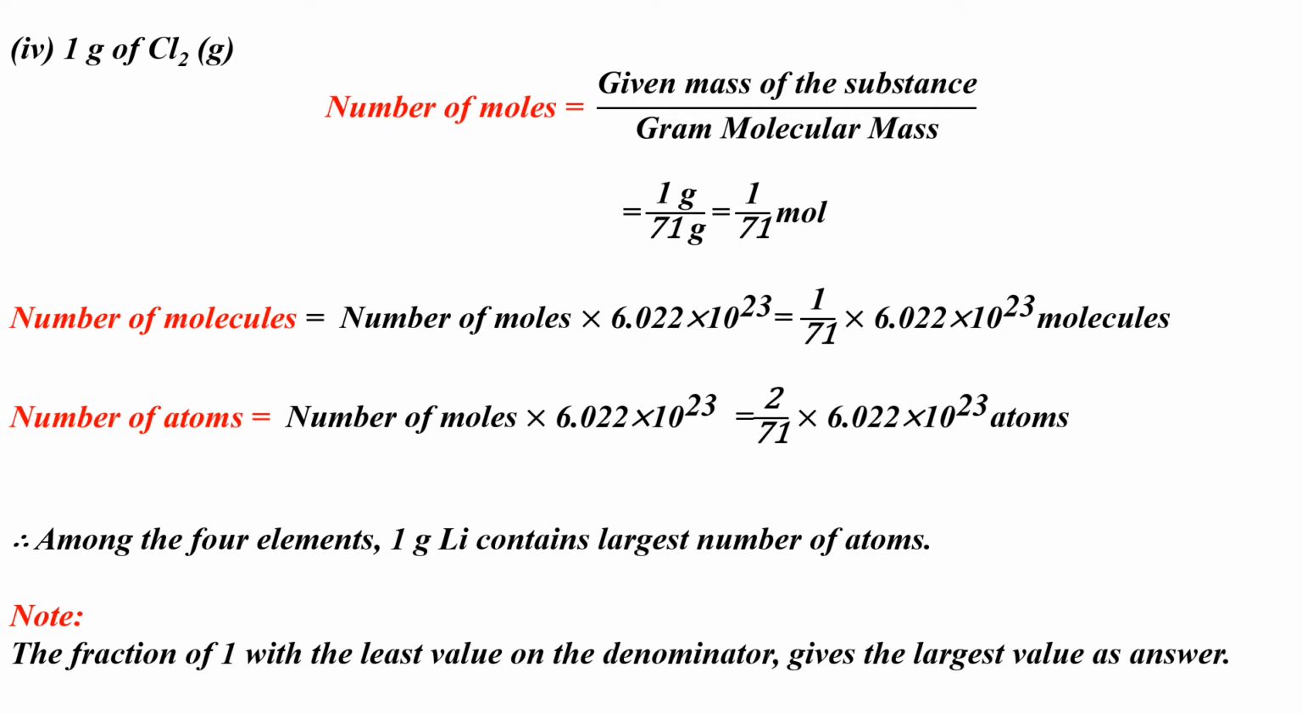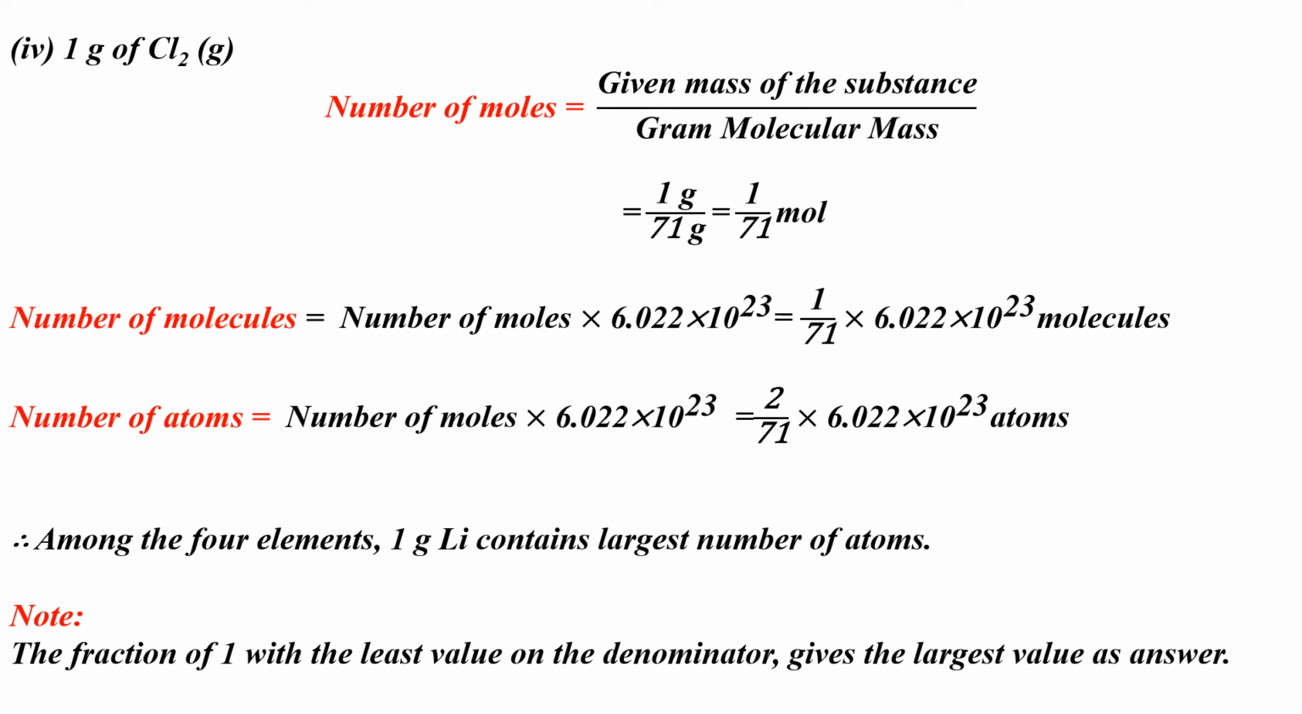You need to specify whether this is an atom or a molecule. Okay, in your exam you must do that. Don't forget. Note that in the numerator we have 2, since there are 2 chlorine atoms in Cl2, we write 2 in the numerator when we calculate the number of atoms. Clear? Therefore, among the 4 elements, 1 gram lithium contains largest number of atoms.